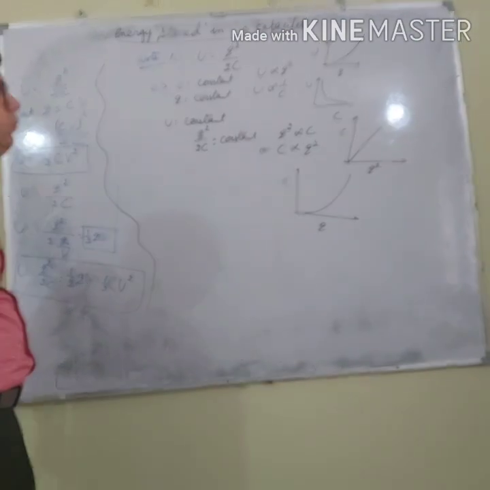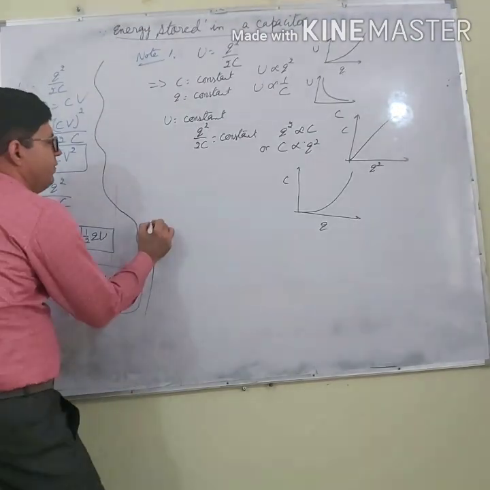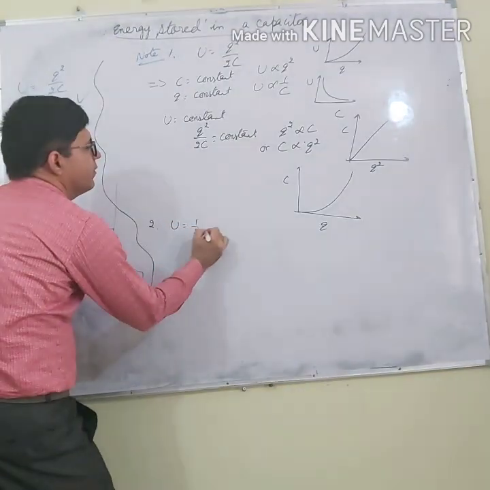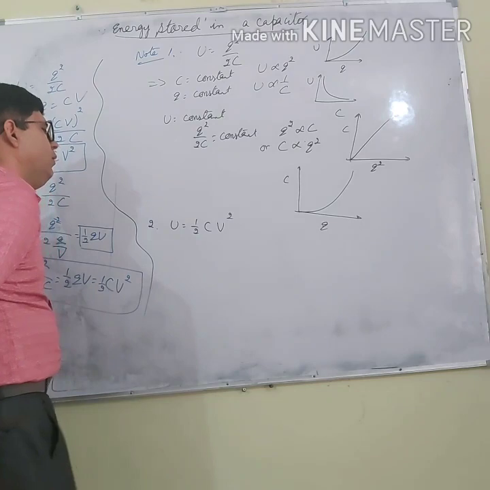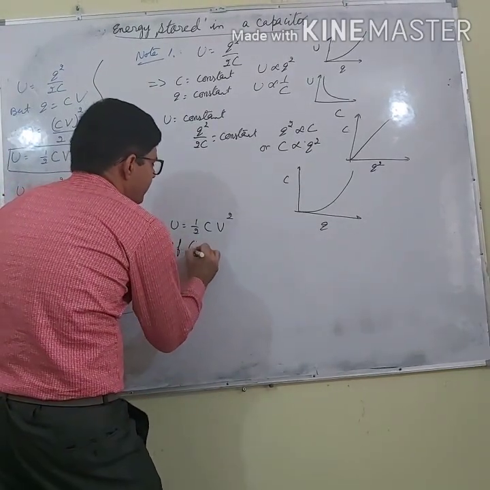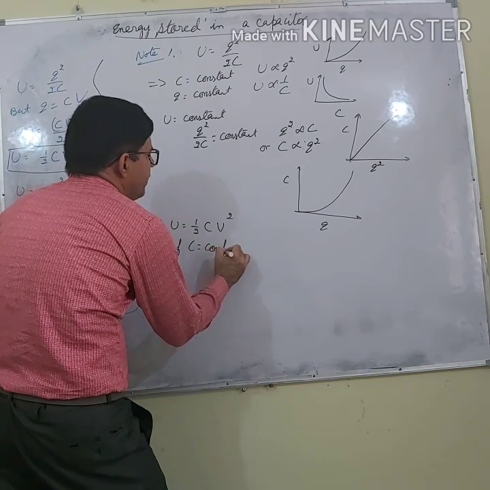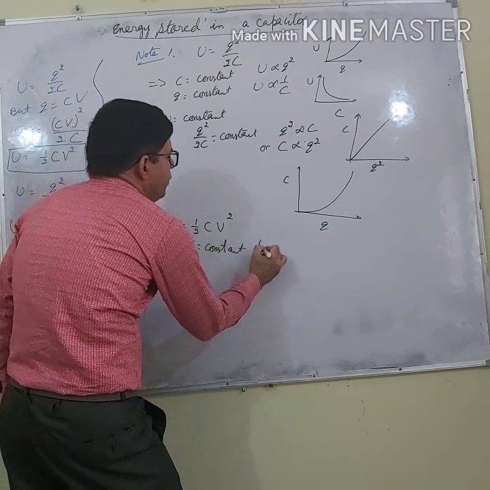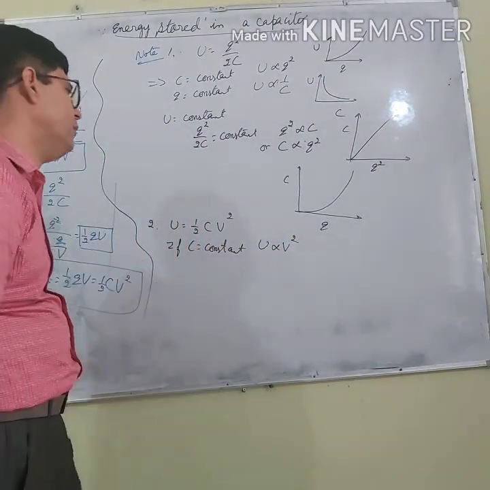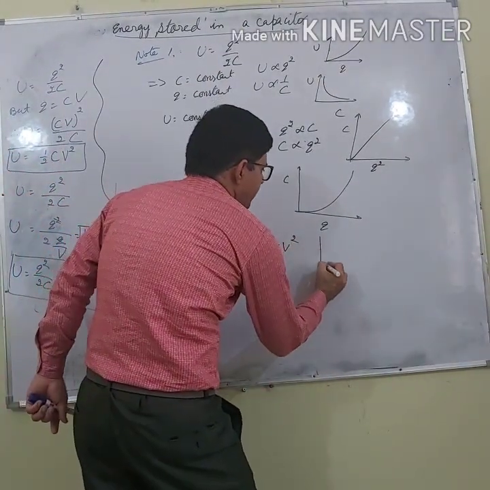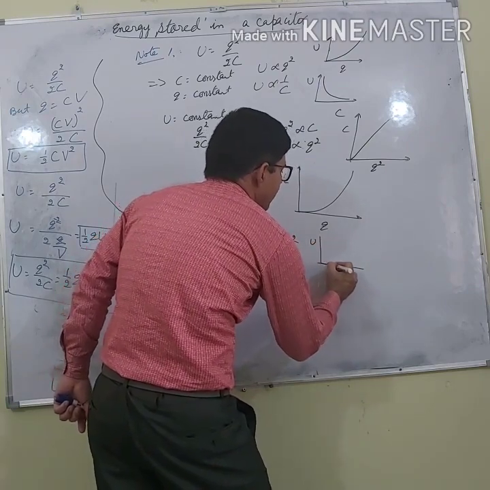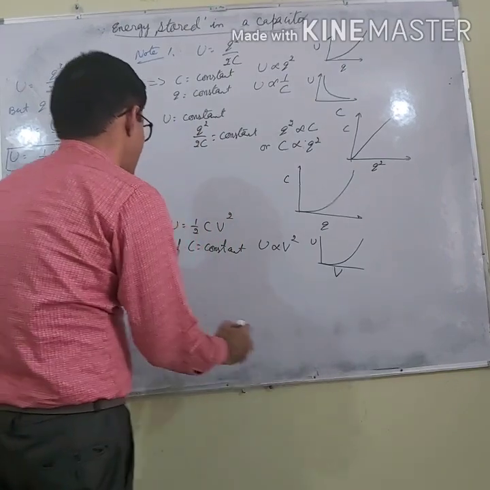Alright? Second point is, similarly U equals half CV square. So what does it mean? If capacity is constant, U is directly proportional to V square. I think its graph can be plotted. Here U and here V, the graph will be of this shape.